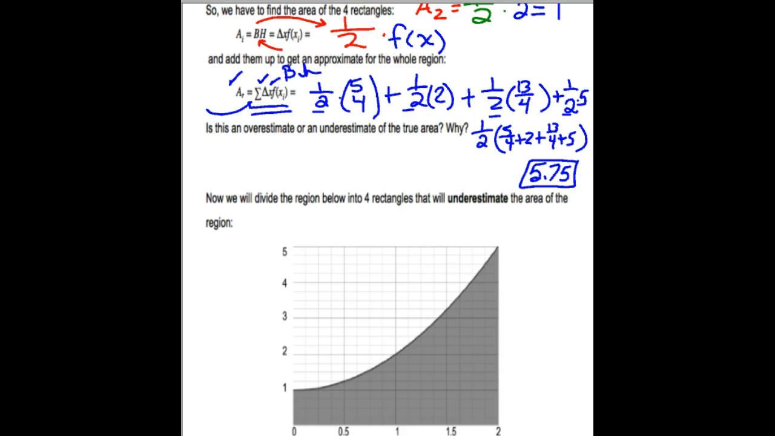So is that an overestimate or an underestimate? And the answer is it is a grossly overestimate. You could see that there was so much green stuff above the curve. And why?